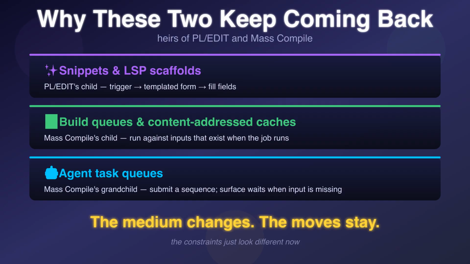PL Edit and Mass Compile are about making each interaction with a slow system carry more weight. Snippets, build queues, content address caches, and agent task queues descend from these two ideas. The medium changes, the moves stay. The constraints just look different now.